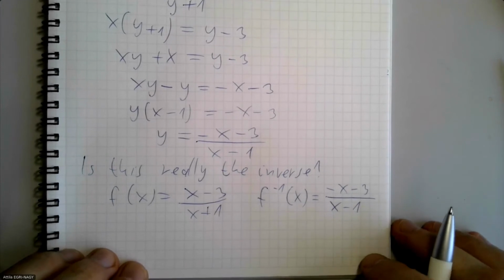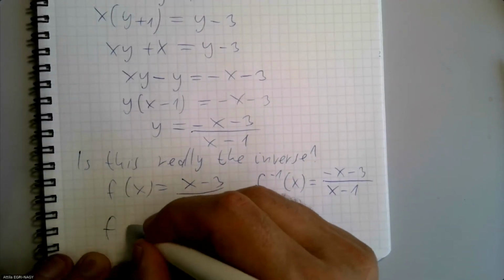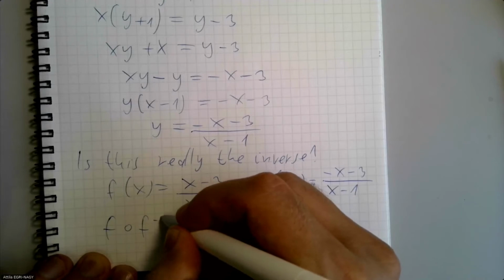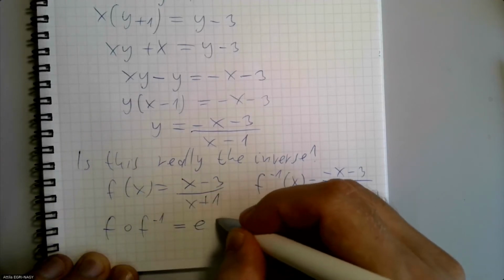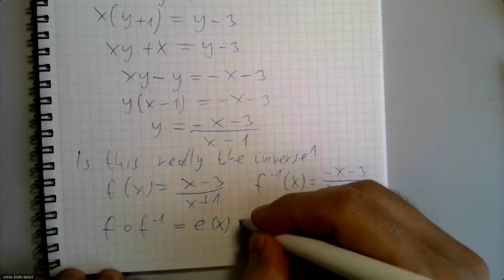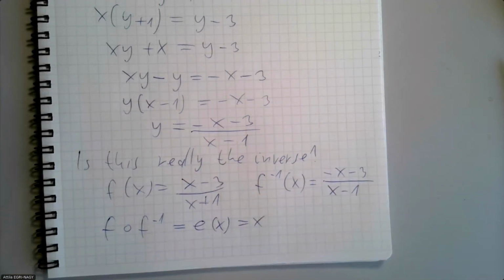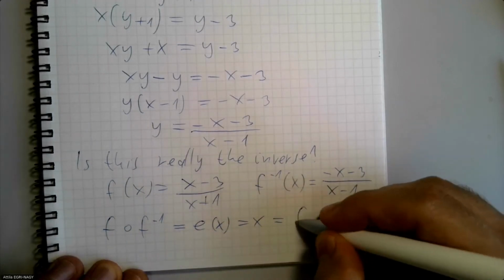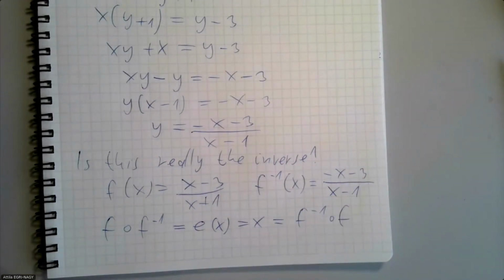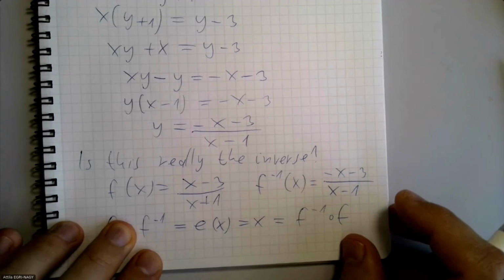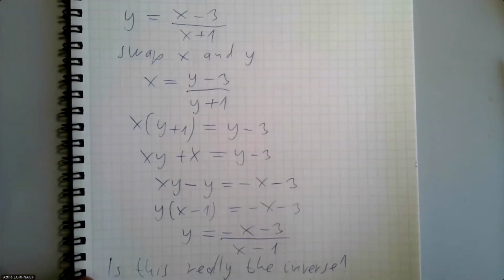Then I can easily check, because if I compose f with f inverse, then I should get just the identity function, x. And same thing, f inverse composed with f should give exactly the same. So this is how we can check that. So let's do that. This is actually the more complicated part, or it requires more calculation.